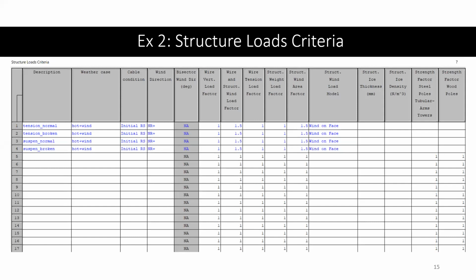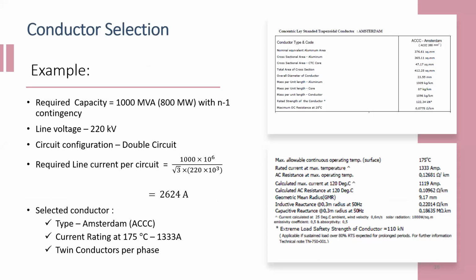The next important step is to select the suitable conductor for the transmission line. Here I am showing you an example done for a 1000 MVA capacity with N-1 contingency. The line voltage is 220 kV with a double circuit configuration. You can calculate the required line current per circuit, and it is 2624 amps. The selected conductor is the Amsterdam conductor, which is an ACCC conductor, and which has a current rating of 1333 amps.